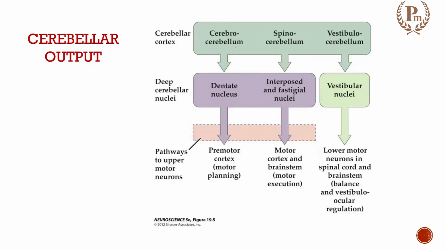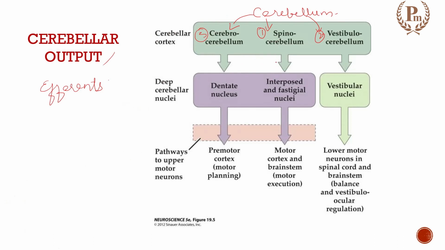Now let us go to the output. We were still worried, talking about what the major inputs or afferents are. Now let us go for the efferents, cerebellar output or efferent. Let us take one by one. We have divided the cerebellum into three functional divisions: one is the spinocerebellum, next the vestibulocerebellum, and the third is the cerebrocerebellum.